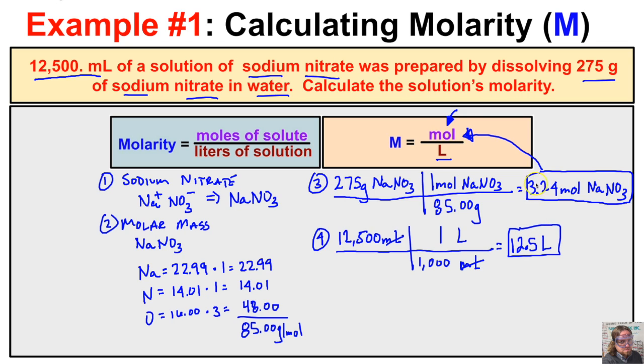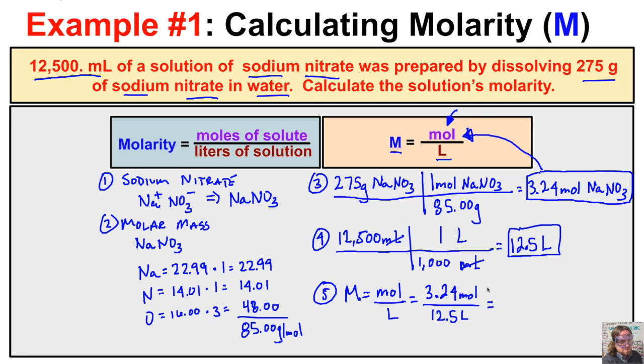And so now we know the number of moles of dissolved particles. We know the volume of our solution. We can now calculate the molarity. So 5th step, finally, to get the molarity of our solution, we take moles of solute divided by liters of solution. And so the number of moles of our solute here is 3.24. And we have 12.5 liters of solution.